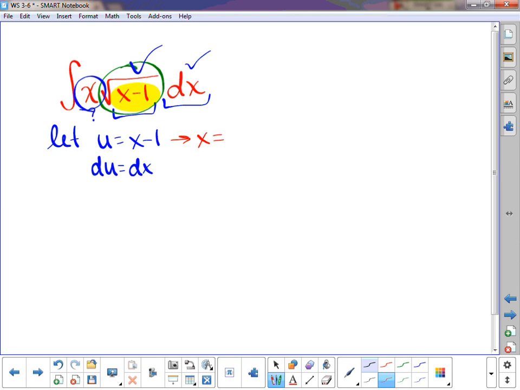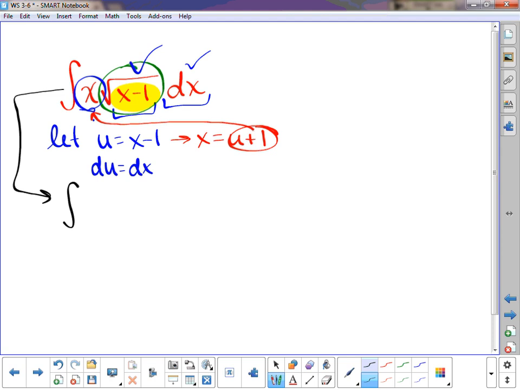So adding 1 to both sides, x is just u plus 1. And then we now have something that we can substitute in for x. I can now take that and substitute it for x. So now when I do my integral here, instead of x, I have u plus 1, sealed in parentheses. And instead of square root of x minus 1, that is the square root of u, or u to the 1/2. And then dx was just u.